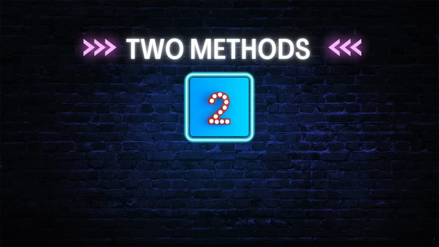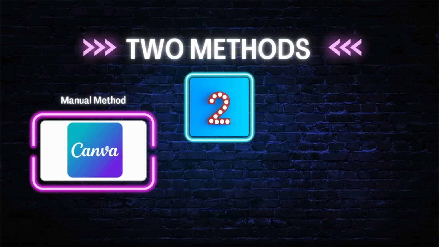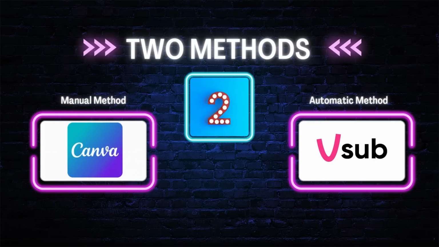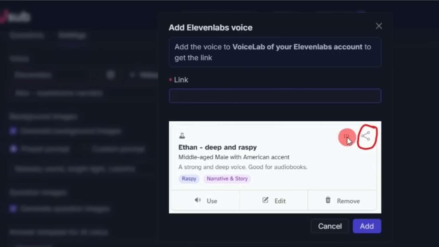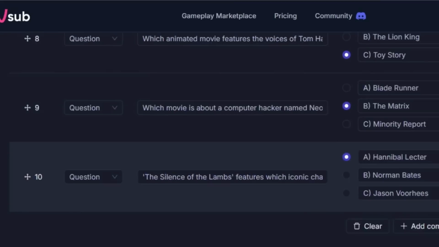In this video, I'll walk you through two methods. First, we'll explore a manual method using Canva, which gives you complete control over every element. Then I'll introduce you to a paid, faster, and automated method using Vsub.io, which uses AI tools to speed up the entire process by 10 times.